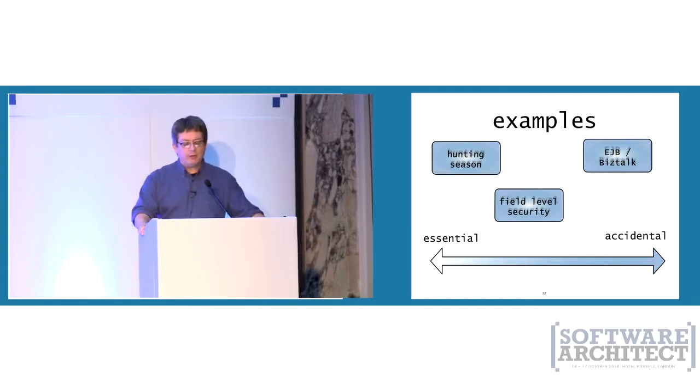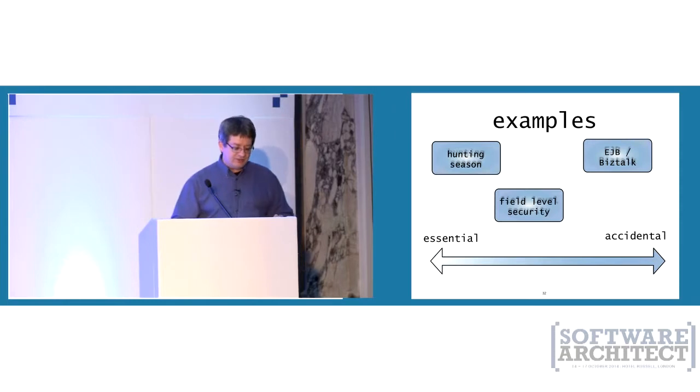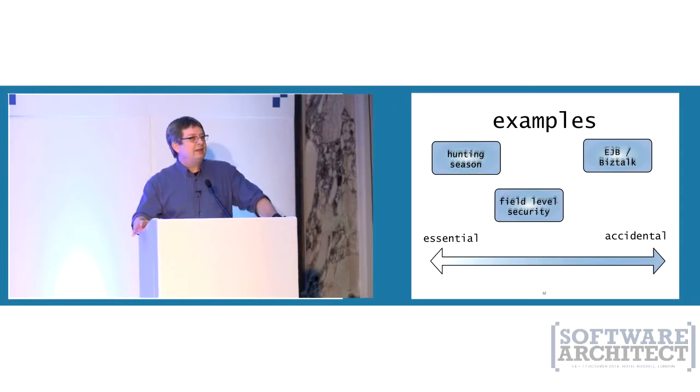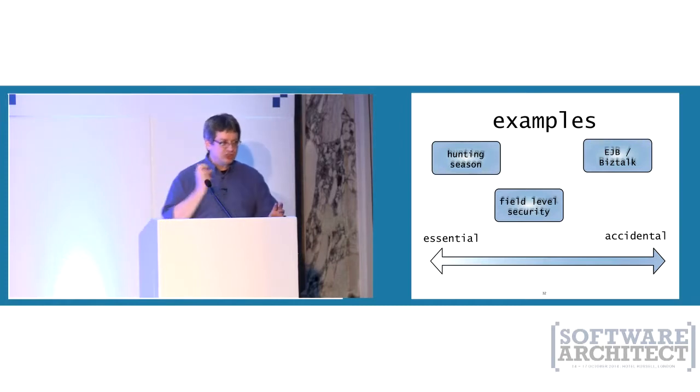And the developers on that project would have loved to go to the business guy and say, you know what, that whole hunting season thing sounds like a good idea, but you can't have that because it's making our software too complicated. We don't have that option, so we just have to figure out an elegant way to handle that. That is the essential complexity of the problem.